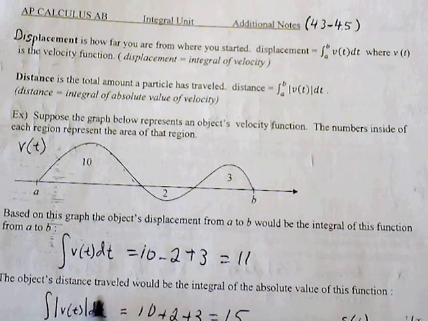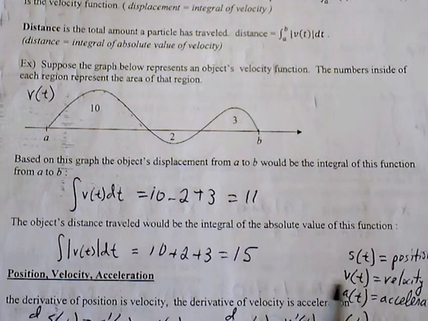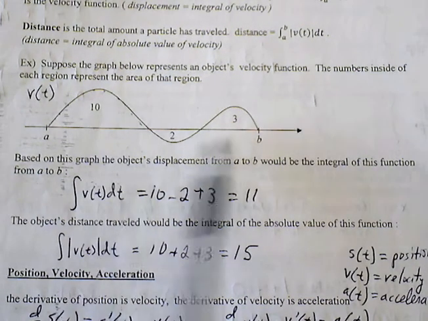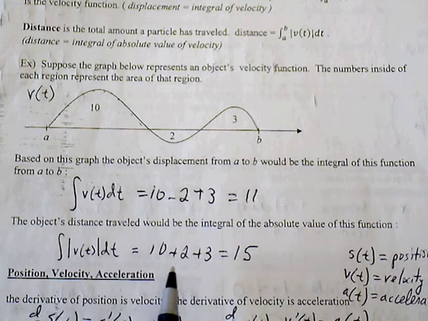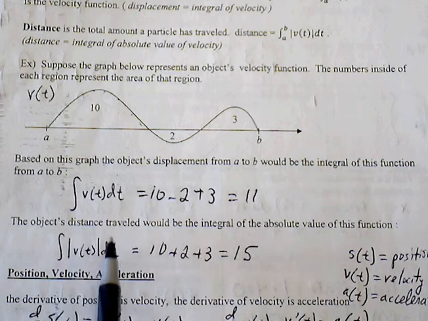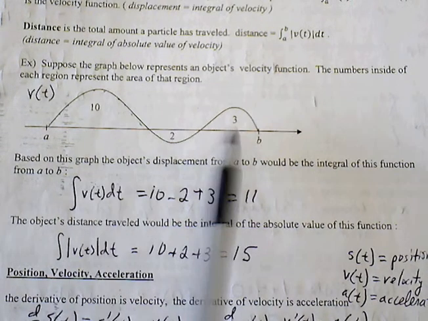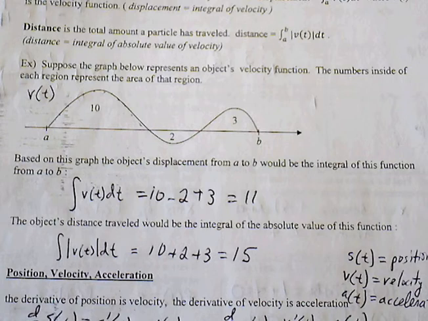Okay? The object's distance traveled will be the integral of the absolute value of this function. So this is how much distance this object covers. We're going to keep everything as a positive value, so 10 plus 2 plus 3. So on the odometer, it would show that this car would have traveled 10 plus 2 plus 3, 15 miles.